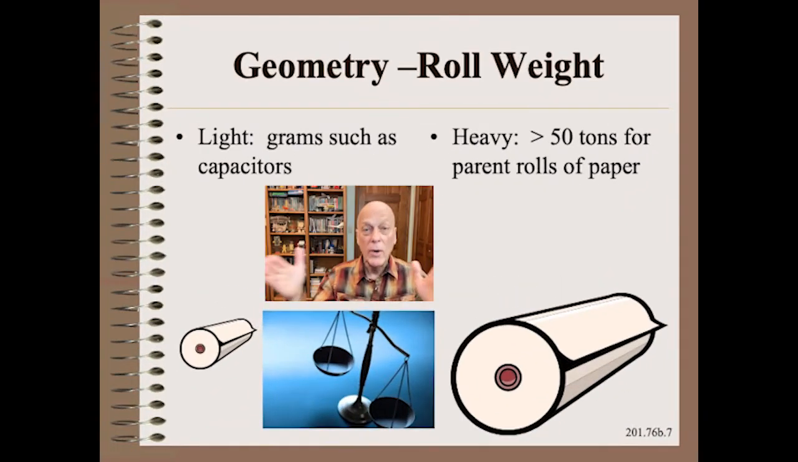As wound roll widths and diameters vary enormously, roll weight will vary even more. At the light end, we have wound rolls weighing only grams. At the heavy end, we have parent rolls of paper that can go well over 50 tons.